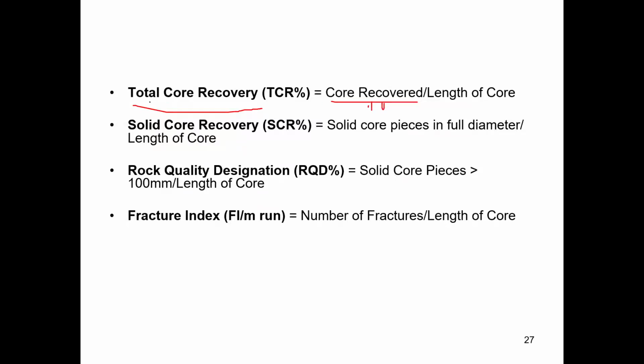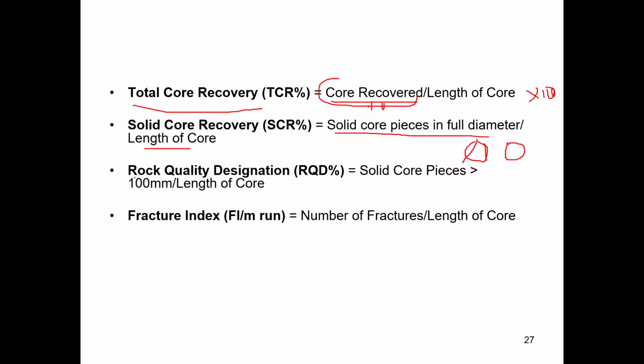Sorry, this is total core recovered divided by length of core times 100. This is core recovered sample. And then solid core recovery is solid core pieces in full diameter. If we have a full piece like this, it is counted. If we have this sample but it breaks here or somewhere here, it is not counted. And divided by length of core, here 1.5, times 100%.